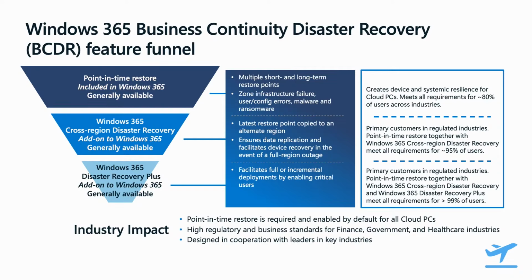And then at the top of the funnel is Windows 365 Disaster Recovery Plus. This option is designed for customers with the highest regulatory, business, and operational requirements, such as those in finance, government, and healthcare. When customers use point-in-time restore together with cross-region disaster recovery and disaster recovery plus, the solution meets recovery expectations for more than 99% of users. So Windows 365 provides a progressive resiliency model. Customers can start with built-in capabilities and then layer additional protection as their needs increase, without being forced into a one-size-fits-all approach. All capabilities mentioned here are generally available to all customers today.